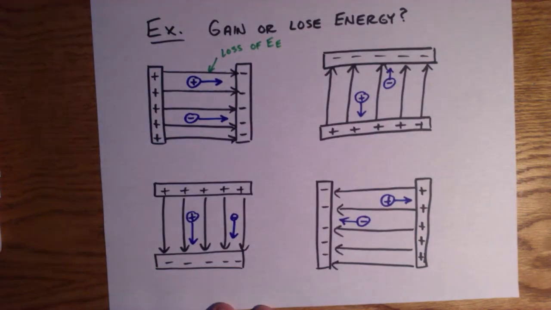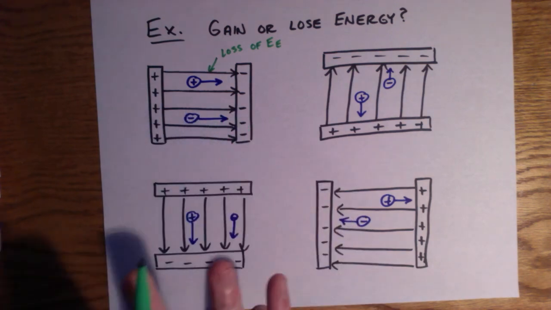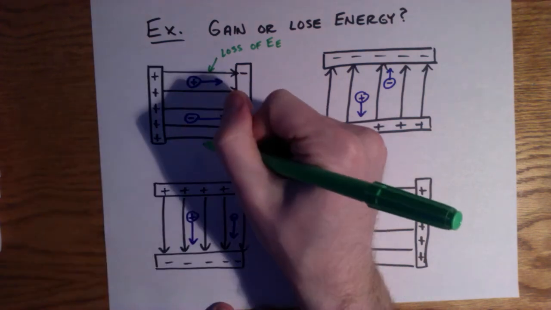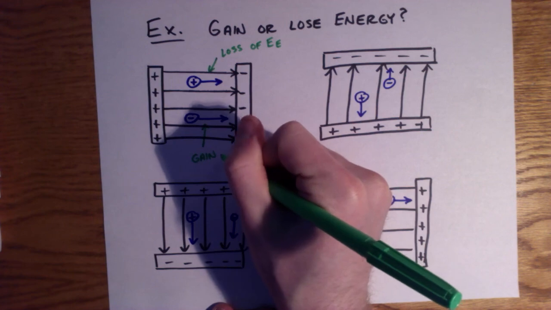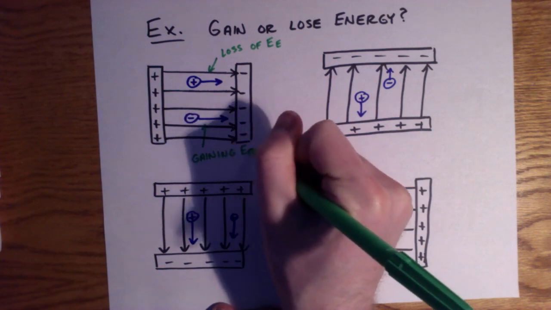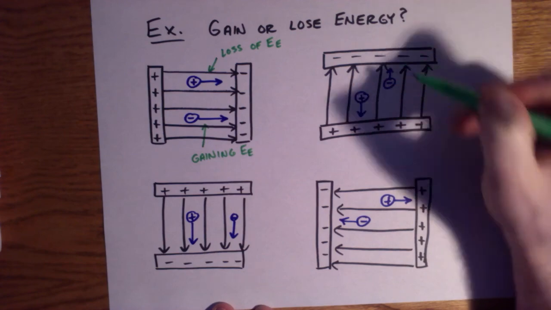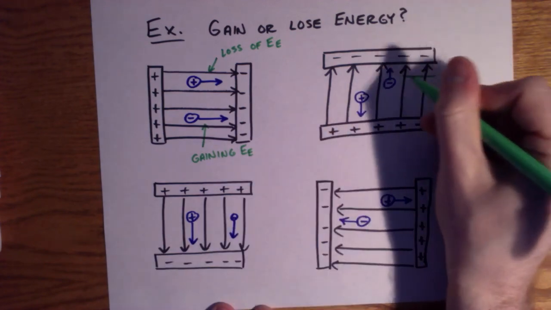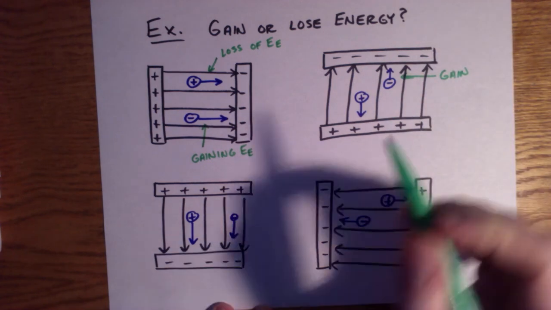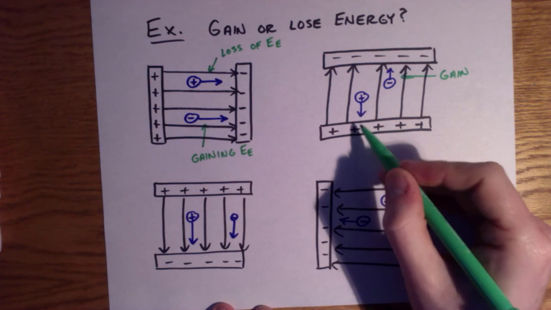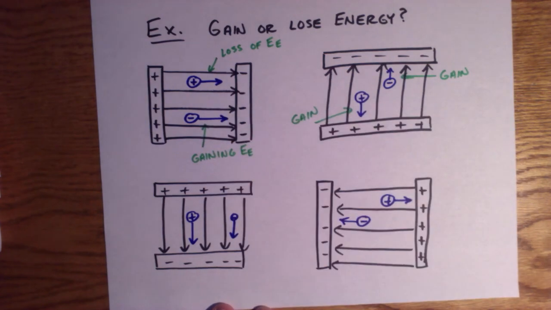It's losing energy. If I take a look at this case, I have a negative charge being moved towards a negatively charged plate. That is not what it naturally wants to do. I'm therefore gaining electric potential energy. If I look at this case, this negative charge does not want to naturally go near this negative plate. So this will be an example of a gain of energy. This positive, likewise, does not want to be near this positive. So this is also a gain of electric potential energy.